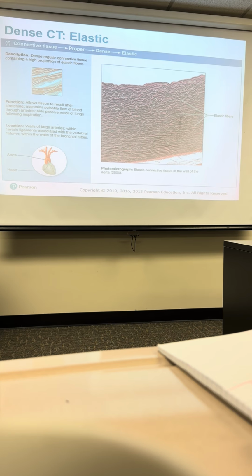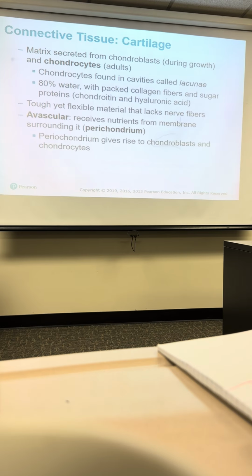Now let's talk about the elastic connective tissue proper. Does it look like elastic? Have you ever seen elastic? Right? And another thing, what did I tell you about the elastic fiber? If they have a lot of elastic fiber, regular dense, right? This is dense connective tissue proper. So what is the color? Very, very dark purple, right? Okay, where do you usually find them? Walls of the large arteries, within certain ligaments associated with the vertebral column, within the walls of the bronchial tubes.